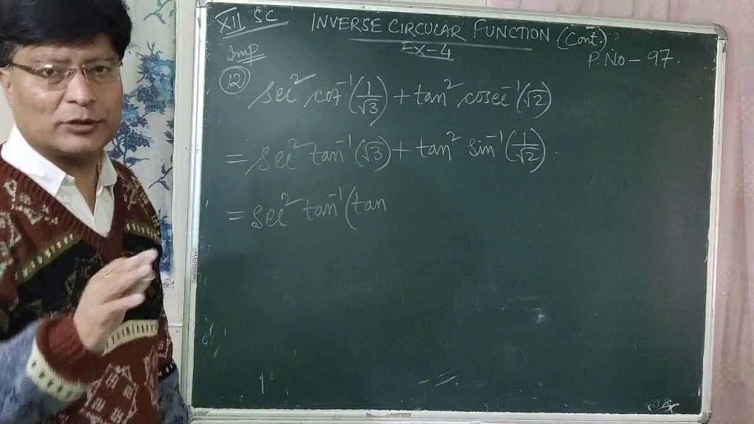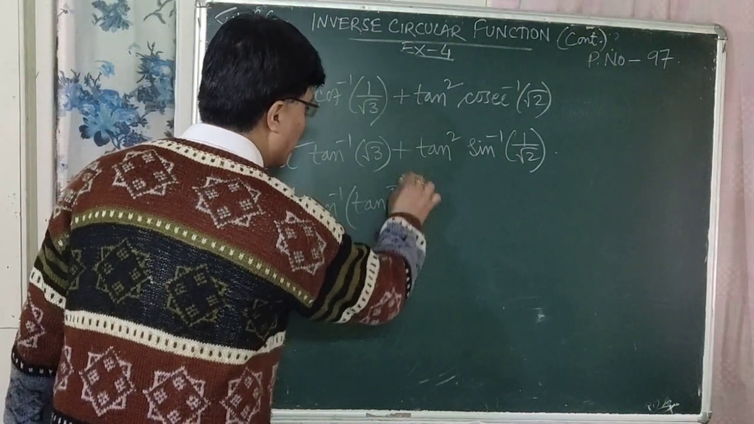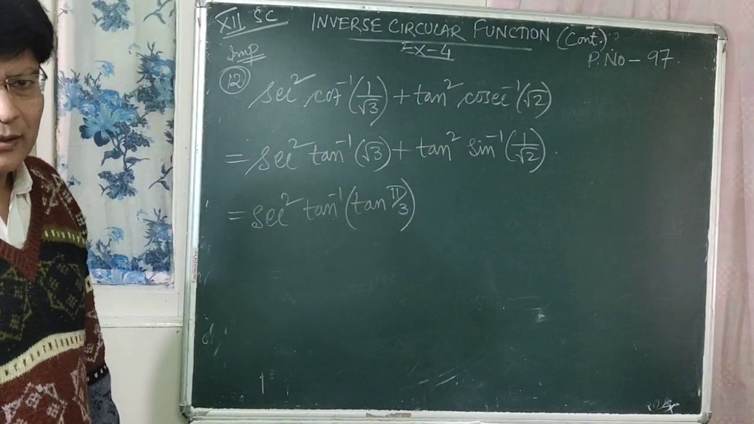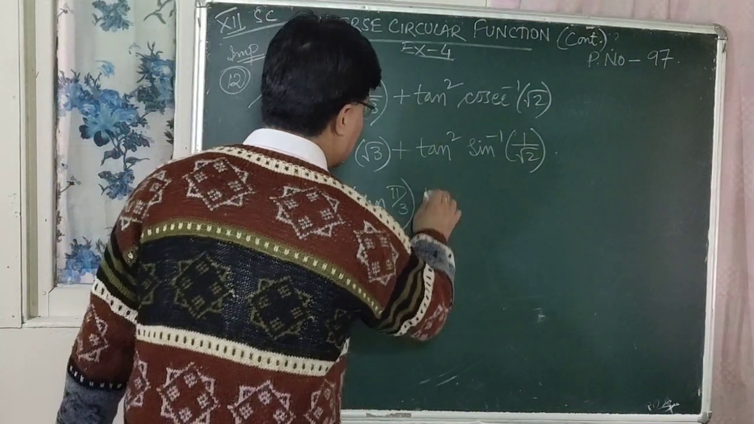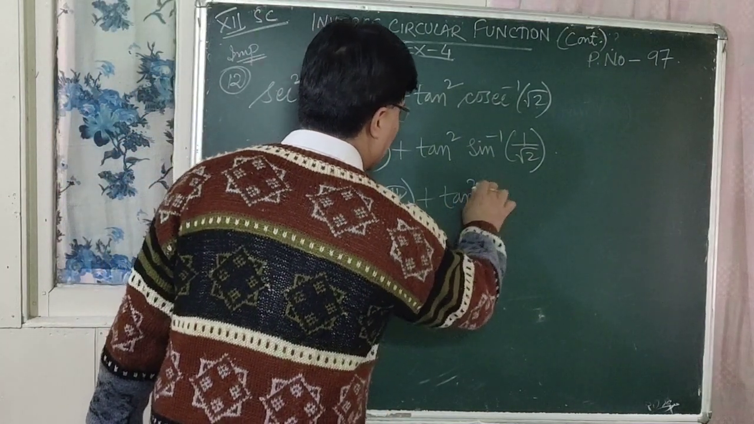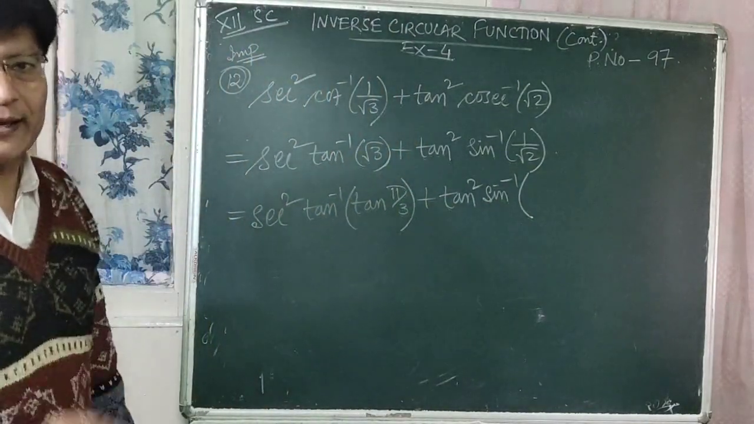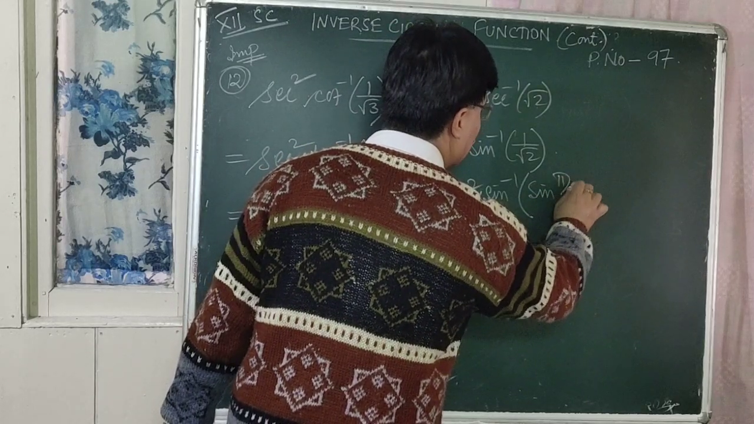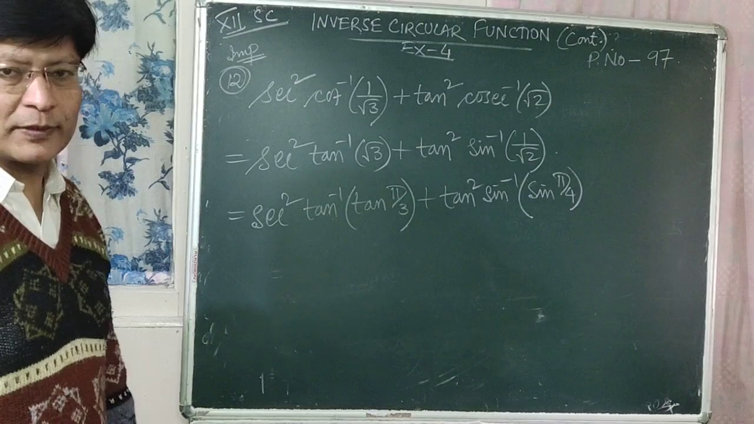Tan of which angle is root 3? Tan 60 degree. But in terms of radian, it is pi by 3. Right? You can write 60 degree also. If you can't write pi by 3, write down 60 degree. Okay? Plus tan square sine inverse. Now sine of which angle is 1 by root 2? It is sine 45 degree. In terms of radian, it is pi by 4. Is that clear now?